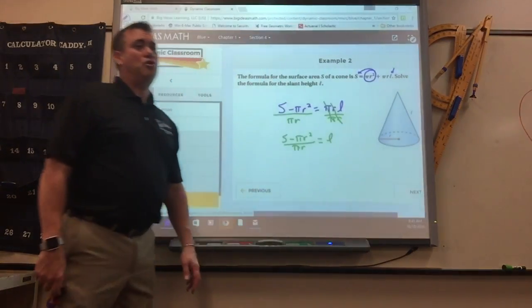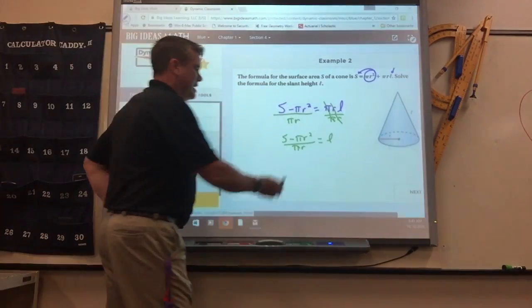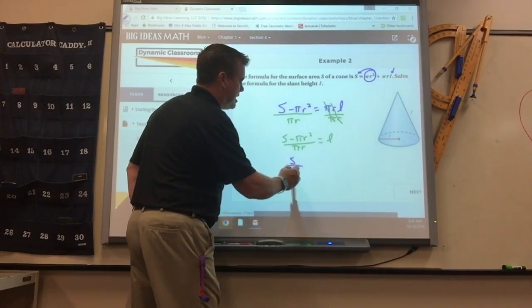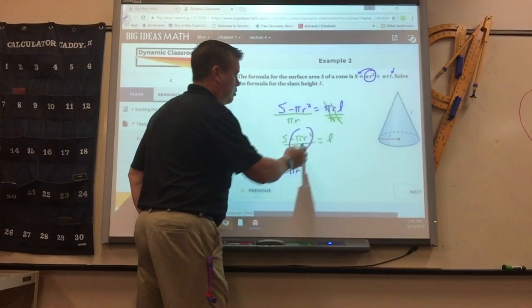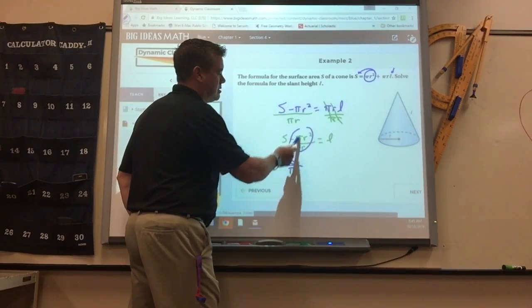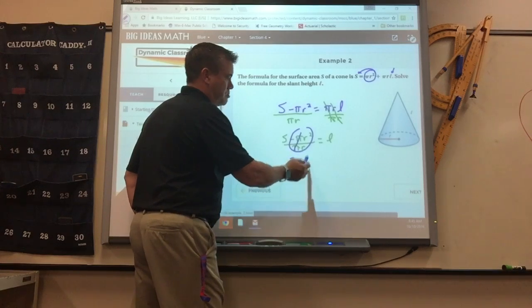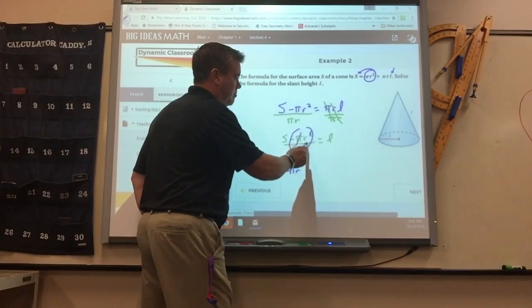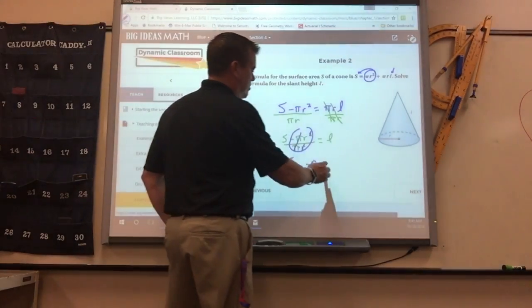Now again, I'm just going to show you how you could simplify this, even though you wouldn't have to. Does anything simplify S over pi r? No. So that would just stay S over pi r. But here, what happens to the pi's? Cancel. And then you got an r squared over an r. It'd just be an r. Because this is r times r, and there's one r on the bottom. So it would just change to minus r equals L.